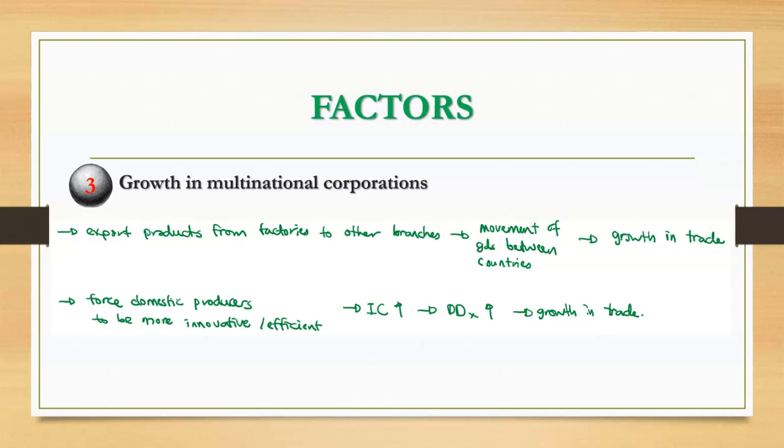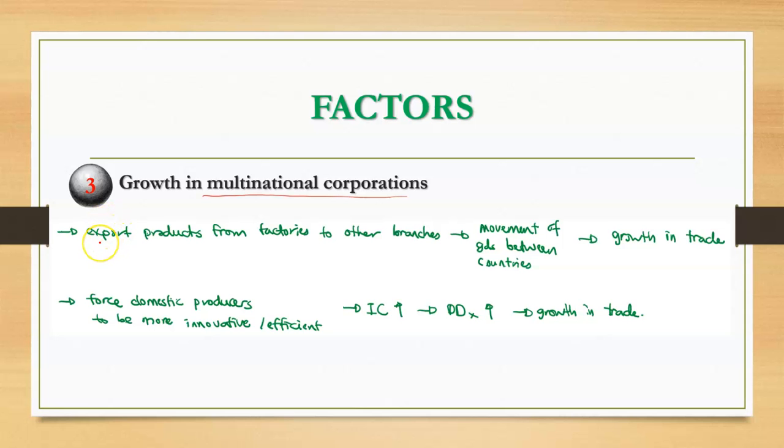Next, we will be looking at the growth of multinational corporations. A multinational corporation simply means a company that has its headquarters in one country and branches in many other countries. That's a multinational corporation. One very good example is McDonald's. McDonald's is a US-based company, so the headquarters is there, and then they have branches and franchises all over the place.